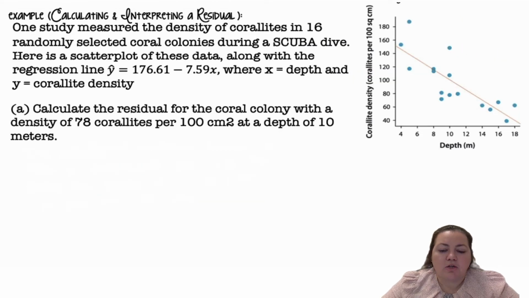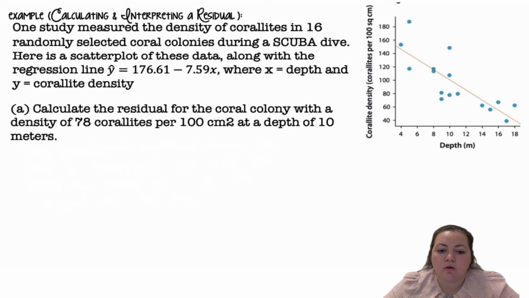All right, calculating and interpreting a residual. One study measured the density of corallites in 16 randomly selected coral colonies during a scuba dive. Here is a scatter plot of these data along with the regression line y hat equals 176.61 minus 7.59x, where x equals the depth and y equals the corallite density.